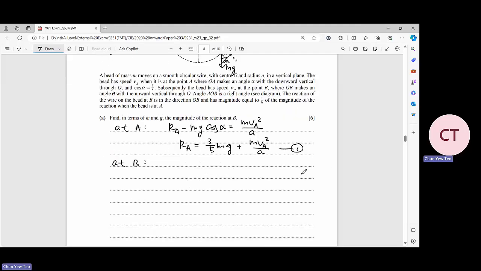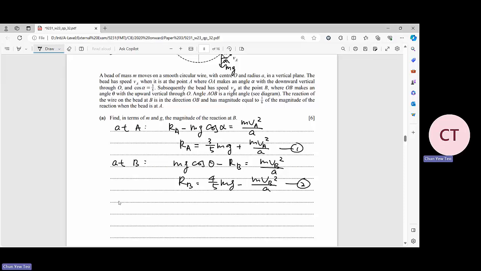Okay, so for this case, your mg cos theta minus the RB will be equal to the mVB square over the A. Cos theta is 4/5. Maybe I should write RB directly. So RB is equal to 4/5 mg minus the mVB square over the A. So at the moment, this is what we have for the reaction at A and B.